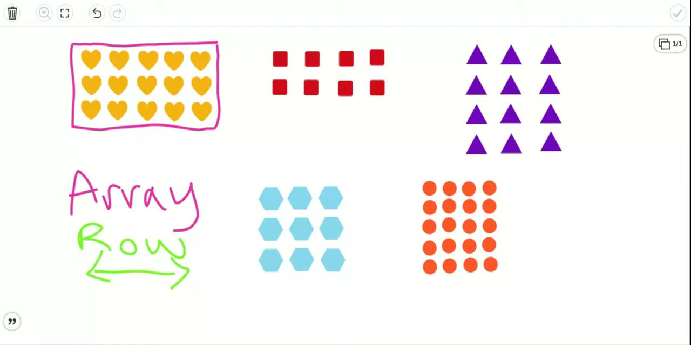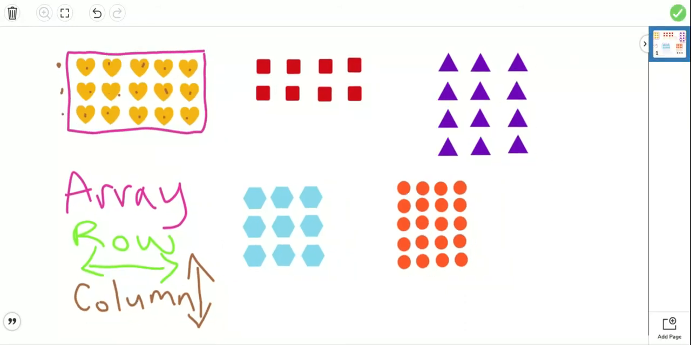We also talked about columns, and we're going to talk more about them today. And a column, it's as if you're grabbing a rope and pulling it down. It goes up and down. So if this is an array, the way you know it is that all the rows are equal. That means this has the same amount, 1, 2, 3, 4, 5. Then this one has to have the same amount, 1, 2, 3, 4, 5. And this one has to have the same amount.